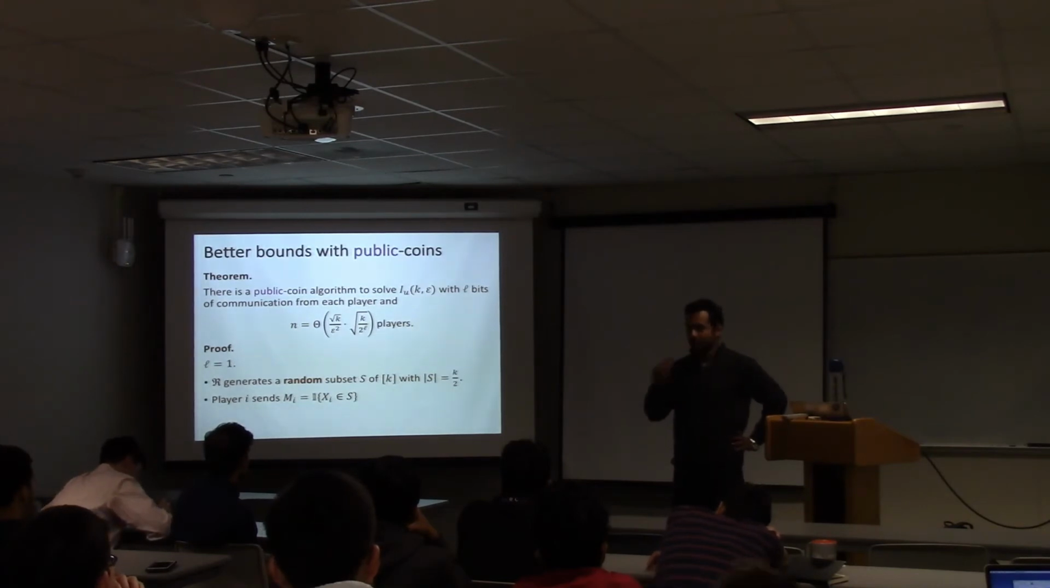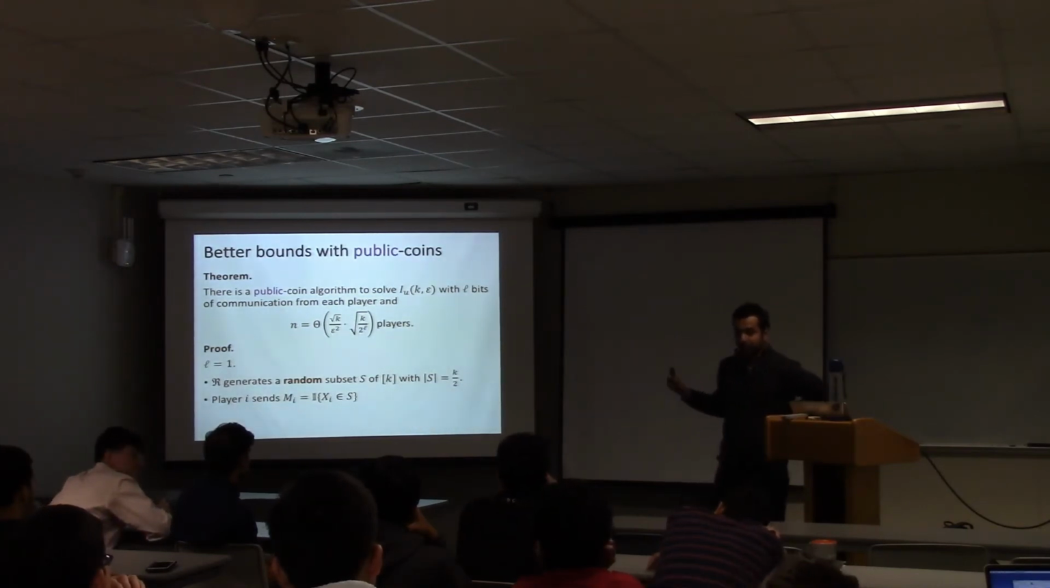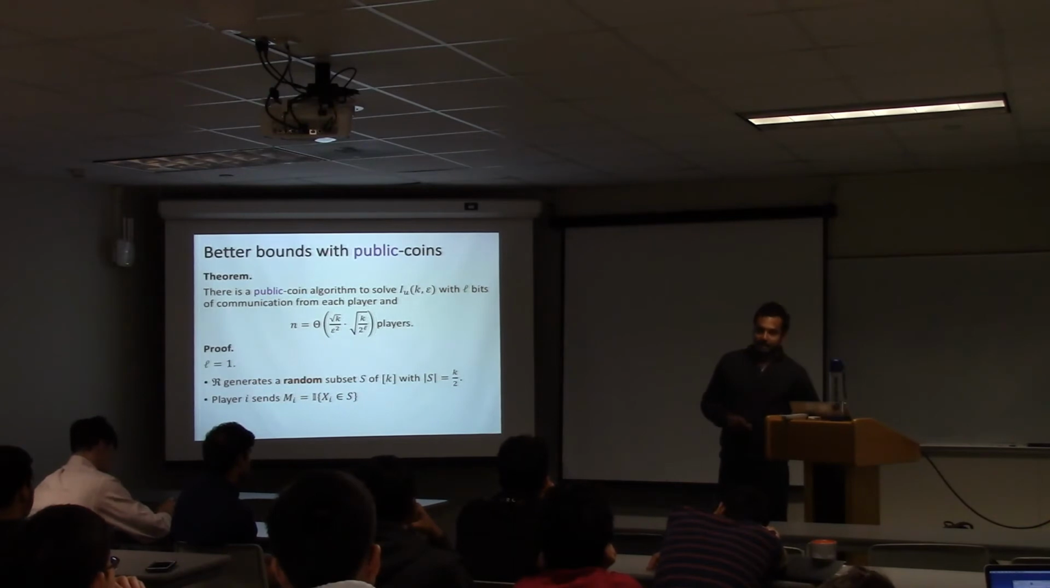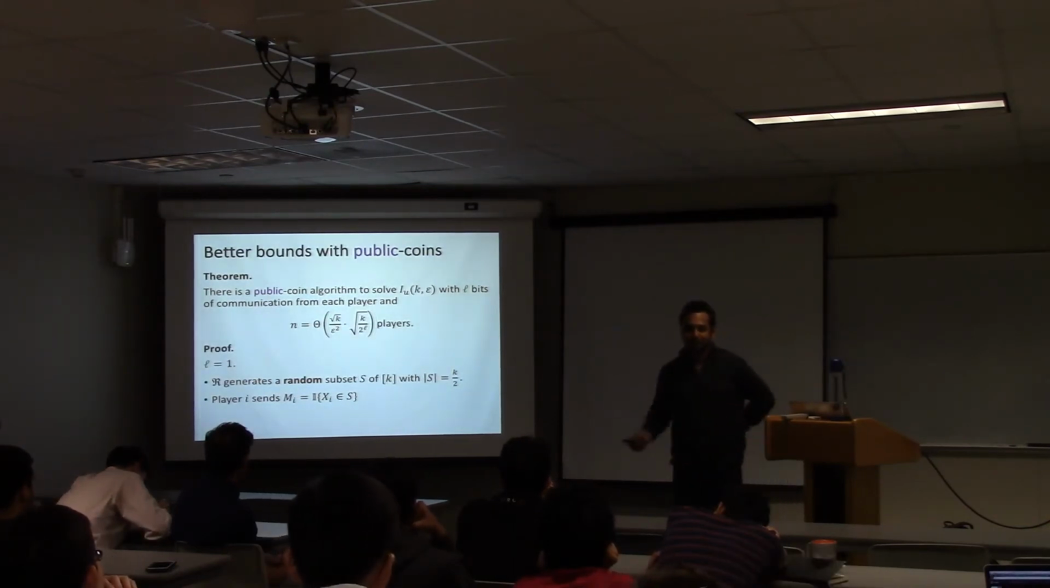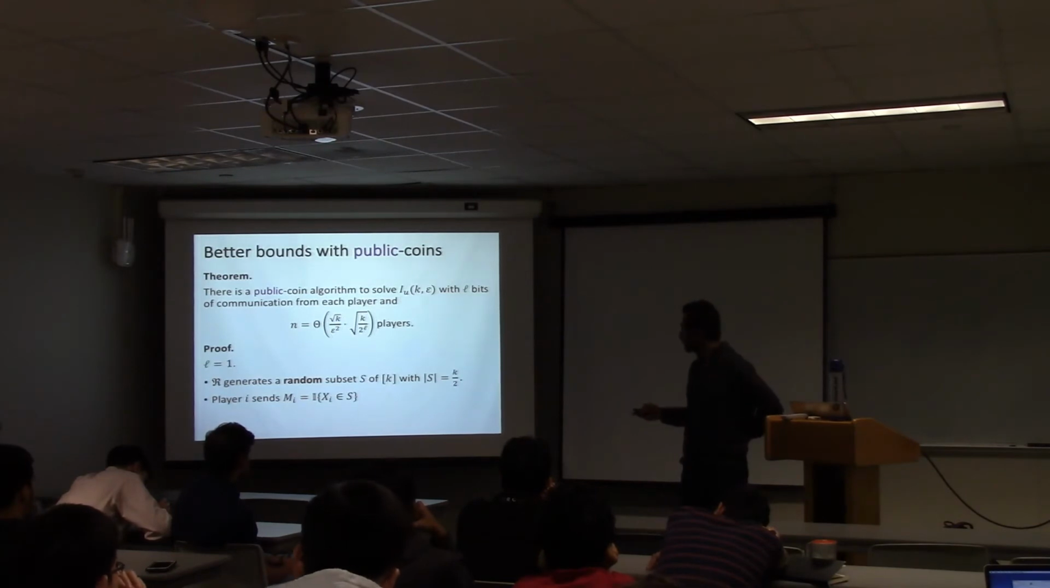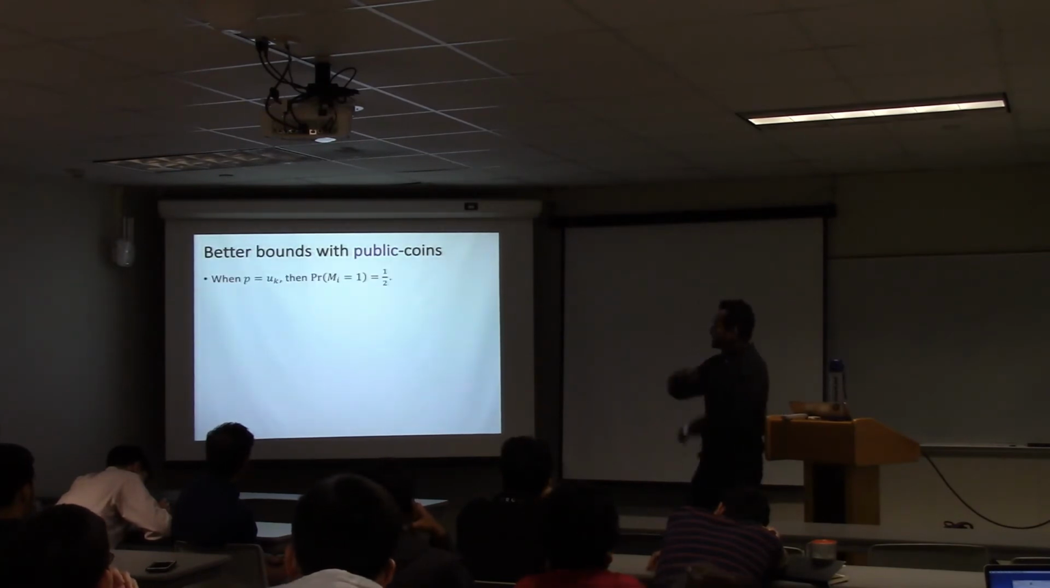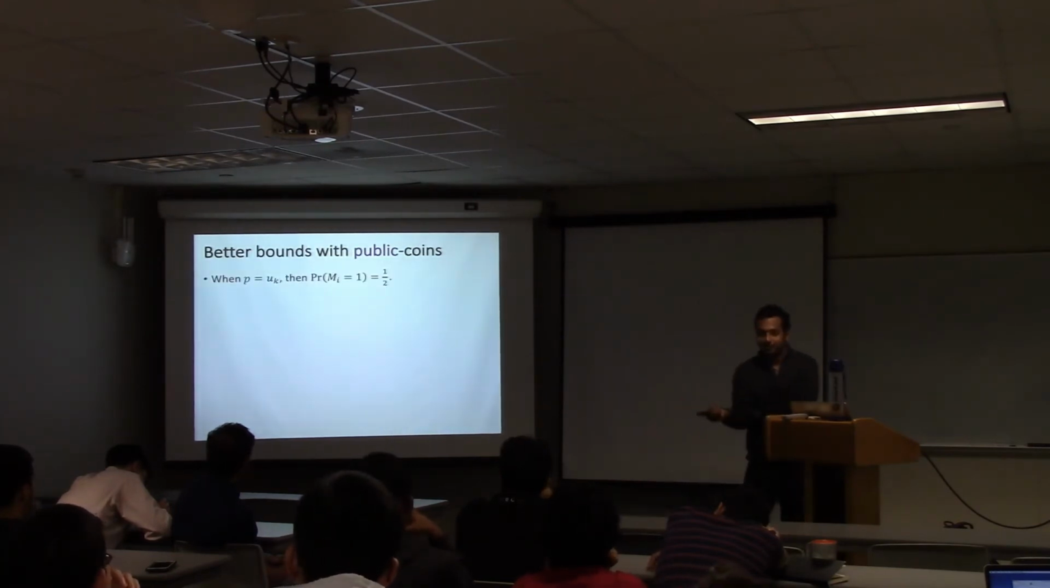Okay? Any questions about this? That's uniformly random. The S is uniformly random. So it's one of the k choose k over 2 subsets. Okay, so what happens when p is actually the uniform distribution?